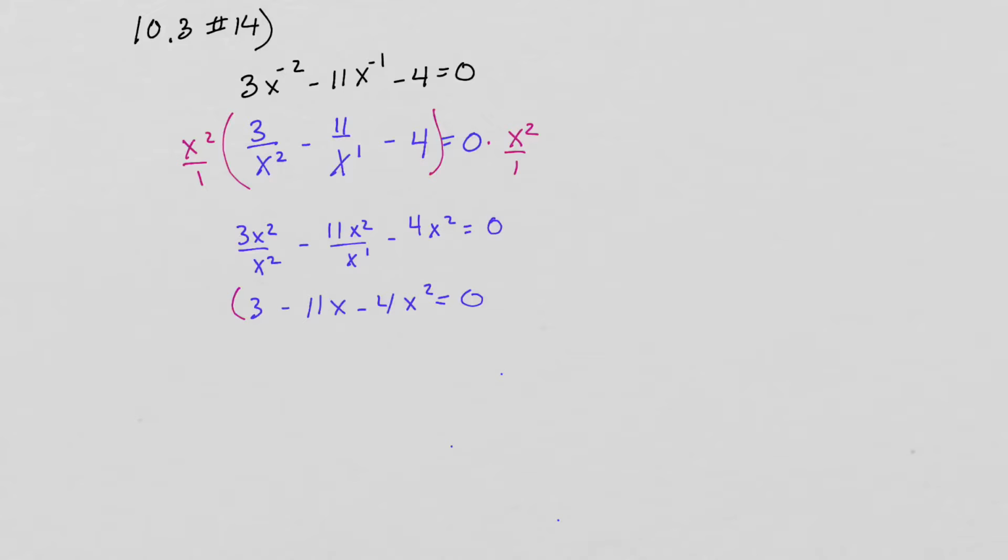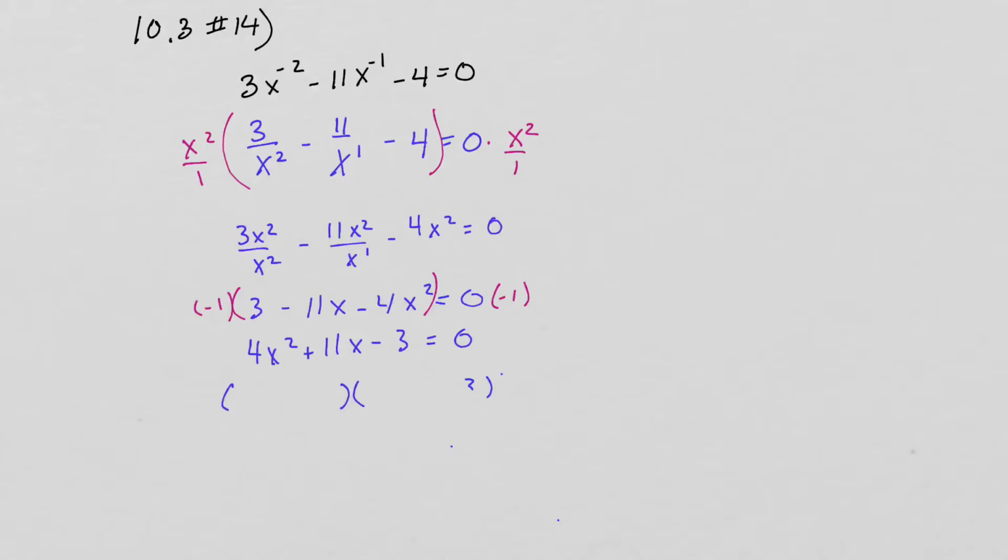I'll go ahead and see if I can factor, but first I'll multiply both sides of the equation by a negative 1 and write this in descending order. So I'll have a positive 4x squared, a positive 11x, and a negative 3 equals 0 there. So I'm going to see if I can factor.